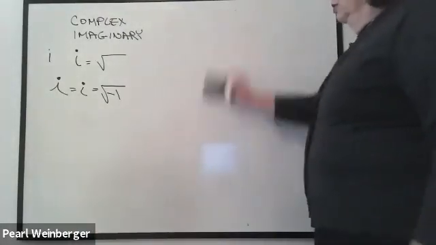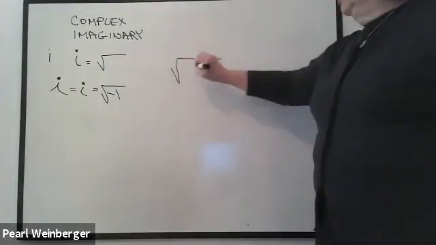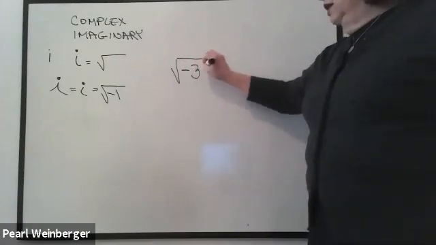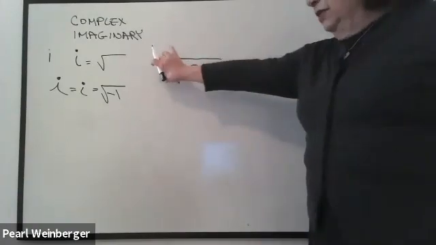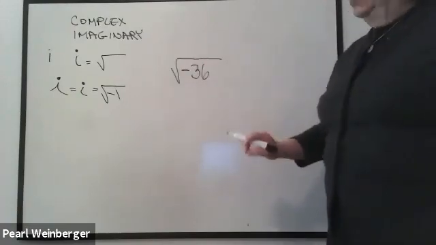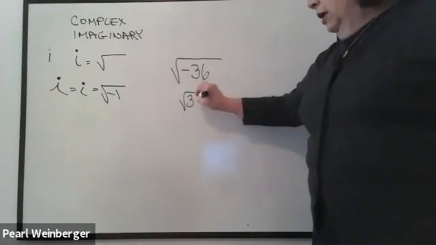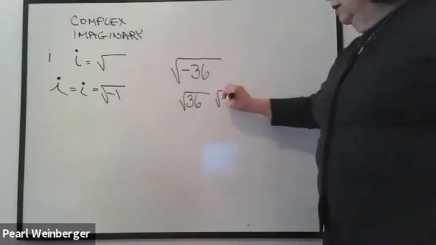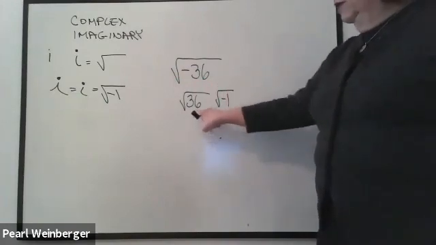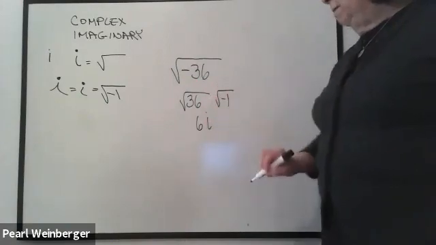Well, first of all, anytime I'm going to have a square root with a negative inside the radical, not outside, I'm going to right away break it up into a positive number, in this case 36, and -1. And the square root of 36 we know is 6, so this becomes 6i.